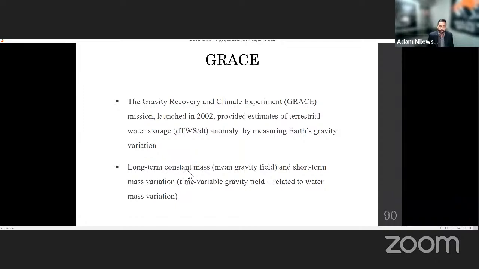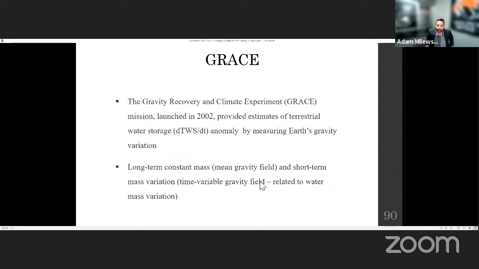We wanted to look at long-term constant mass. We wanted to think about geologists and geodesists. We wanted to look at the mean gravity field. And then us hydrogeologists, we said we want short-term mass variation. So we want a time variable gravity field, not the mean, but the time.